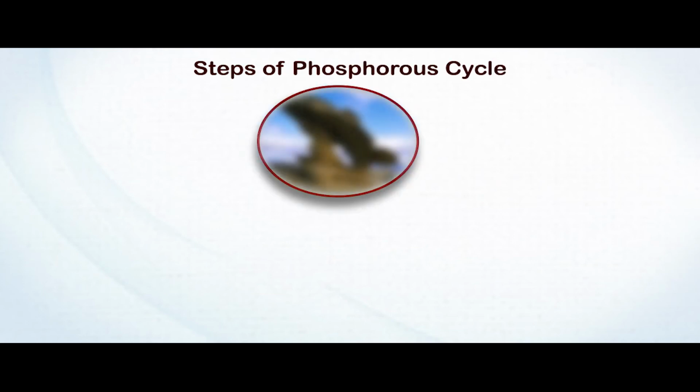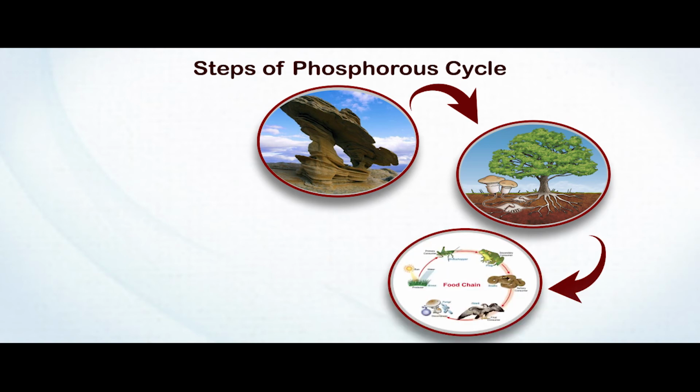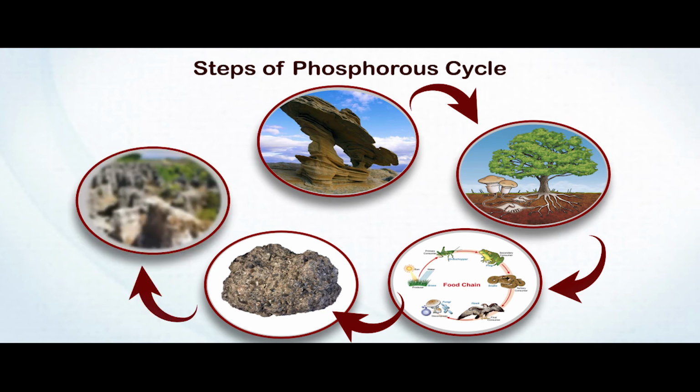Let us now look at the steps of phosphorus cycle here. Phosphate is released by the erosion of rocks. In the next step, plants and fungi take up the phosphate with their roots. Phosphorus moves from the producers to the consumers via the food chain. Phosphorus may seep into the groundwater from the soil over time, forming phosphate rock. When these rocks erode, the cycle of phosphorus begins again.